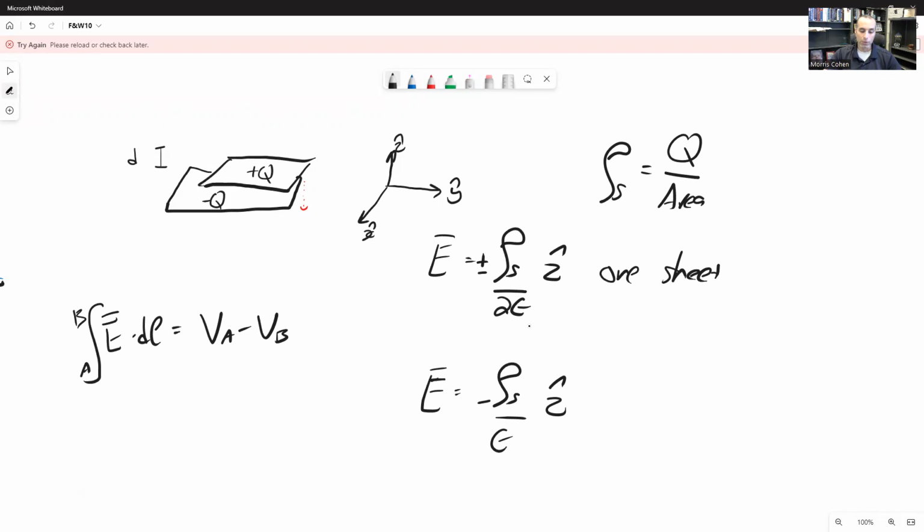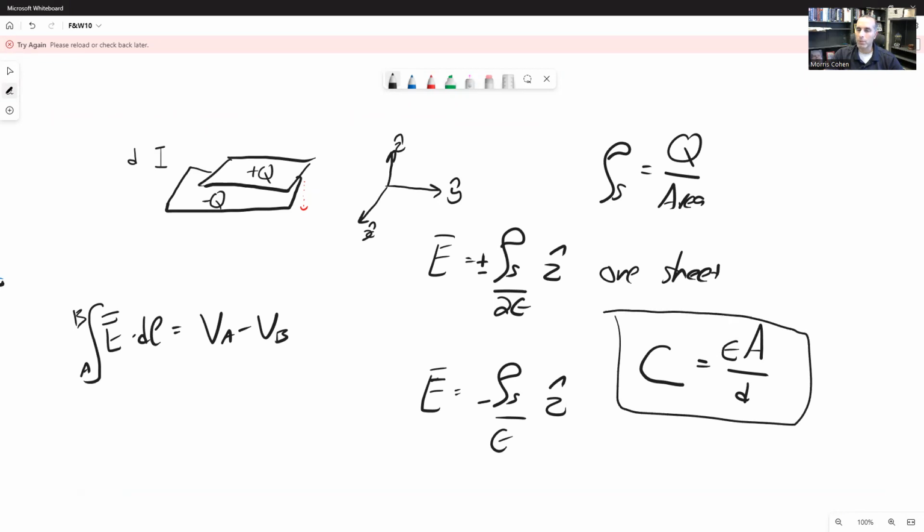And so with this, you can figure out that for a parallel plate waveguide, you've got that the capacitance per unit length equals epsilon times the area divided by d. And that exactly matches what we have in our notes from the transmission lines, right? So this is a simple example. In reality, though, this is not going to be solved analytically.